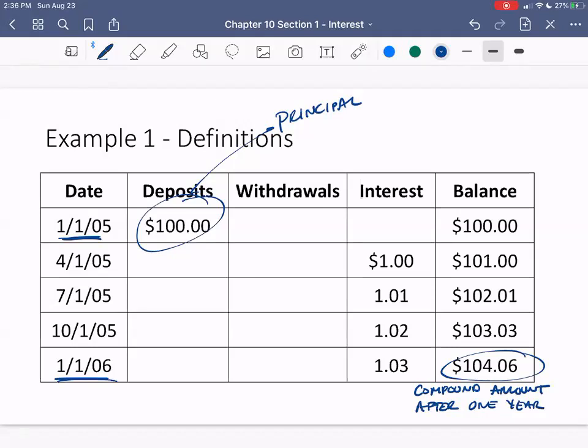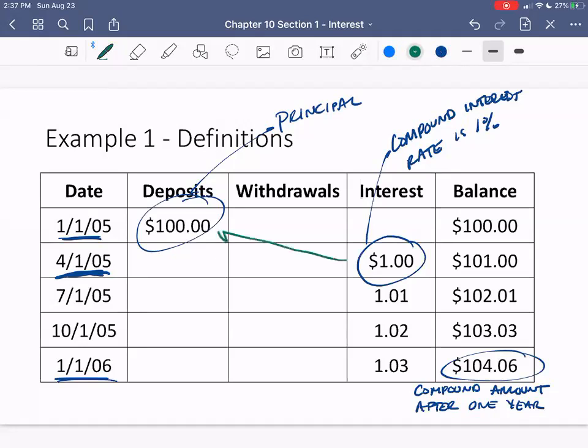The next thing we can see is that after 3 months, from January to April, we have gained $1 in interest. What this tells us is the compound interest rate, and the compound interest rate here is 1%. How did I figure out it was 1%? Because if you look at the comparison, $1 of $100 is 1%. So the interest earned in the first period, which is $1, is 1%.